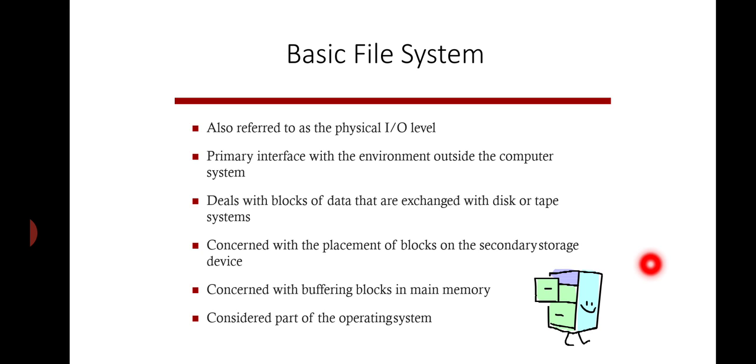The primary interface with the environment outside the computer system deals with blocks of data exchanged with disk or tape systems, concerned with the placement of blocks on the secondary storage device, and concerned with buffering blocks in the main memory, considered a part of the operating system. See, all these come under the file systems.